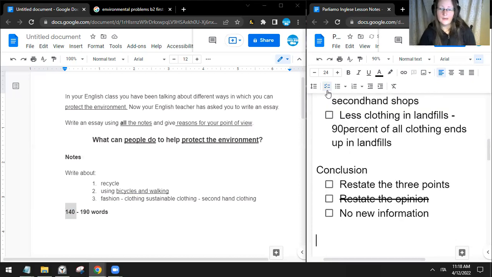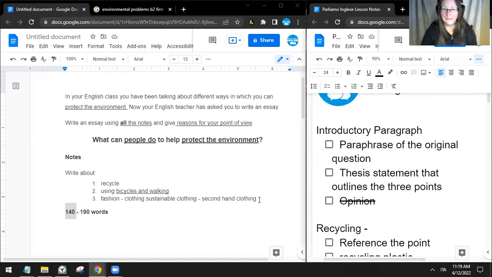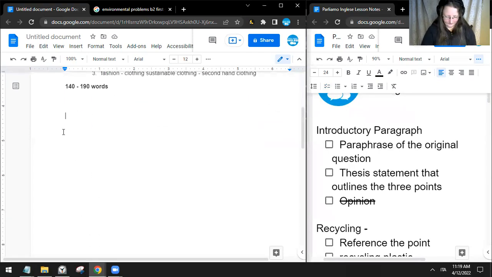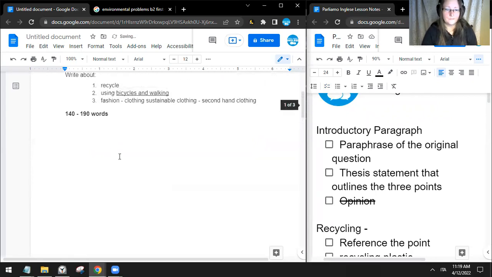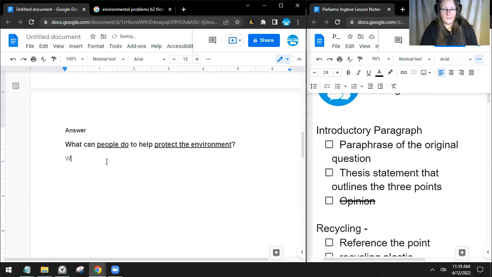Okay, perfect. So now that we know exactly what we're writing about, we can go ahead and write our essay. I'm just going to take this again just so I can look at it. So when we are writing, we can never just simply restate the question. We always have to put it into our own words. So we need to paraphrase.